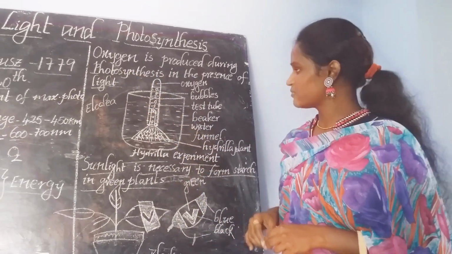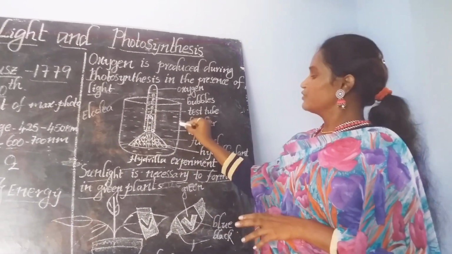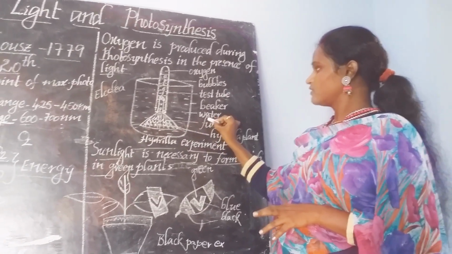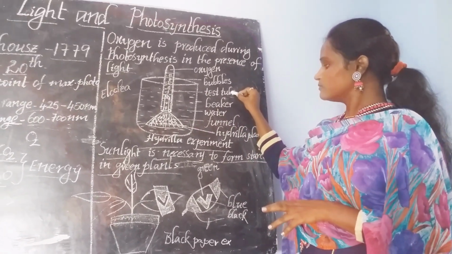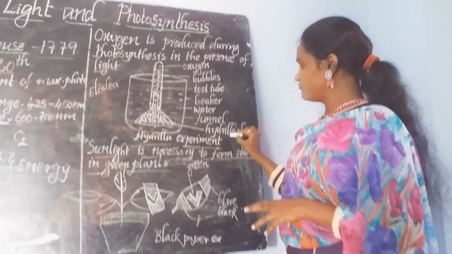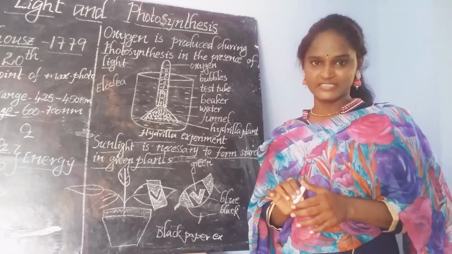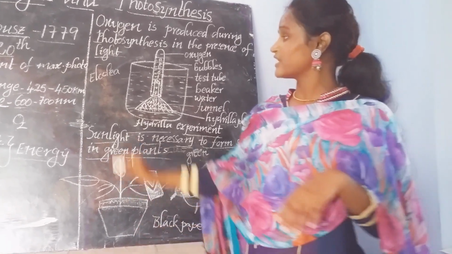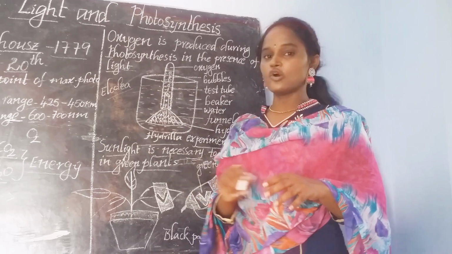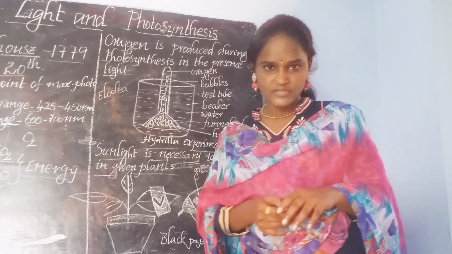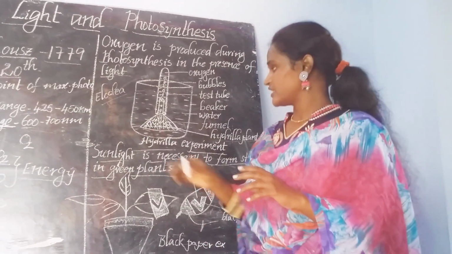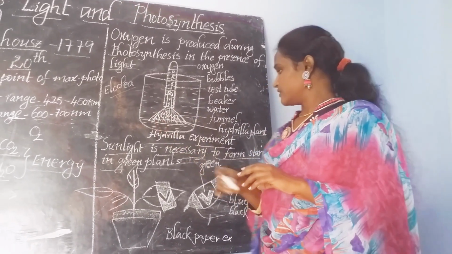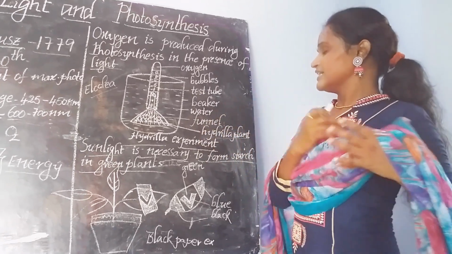Then what are the requirements for this? You need a beaker, a funnel, water, a test tube, and at the same time you also need a fresh Hydrilla plant. If there is no Hydrilla plant available to you, you may take another aquatic plant called Elodea. Elodea plants you may also take if the Hydrilla plant is not available. Okay, those are the requirements for this experiment.